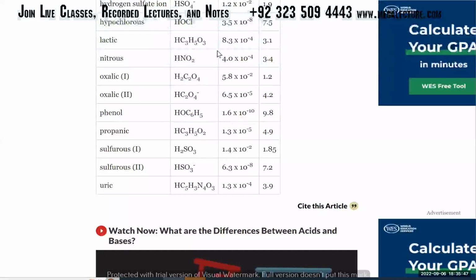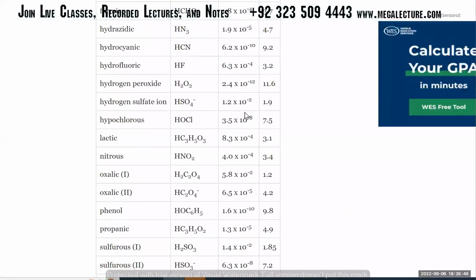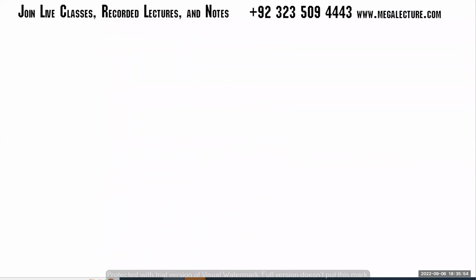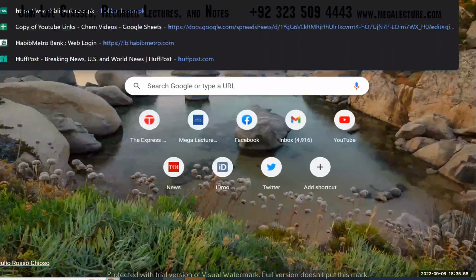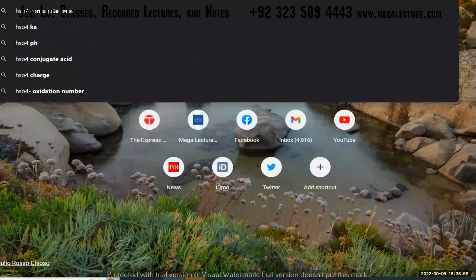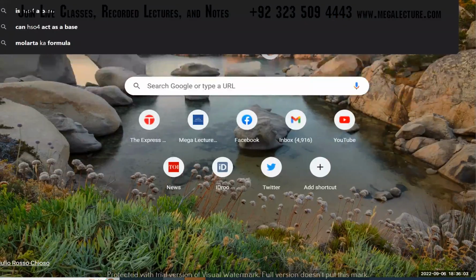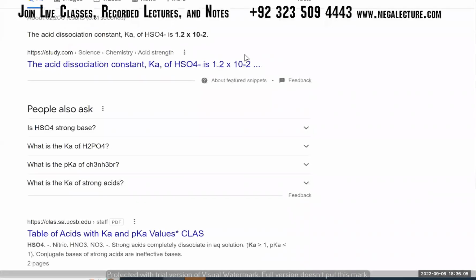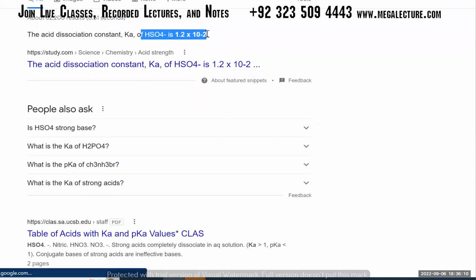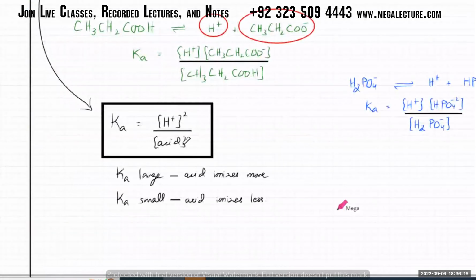So your table of contents दिया हुआ है, all weak acids will have a Ka value. जैसे H2PO4, अच्छा HSO4 -1 की मैं Ka value निकाल लेता हूँ. Dissociation constant value. तो ये दिया हुआ है, it's HSO4 -1, the K value is 1.2 times 10 power -2. So the K values will be given to you. So the K value given, acid concentration is also known.